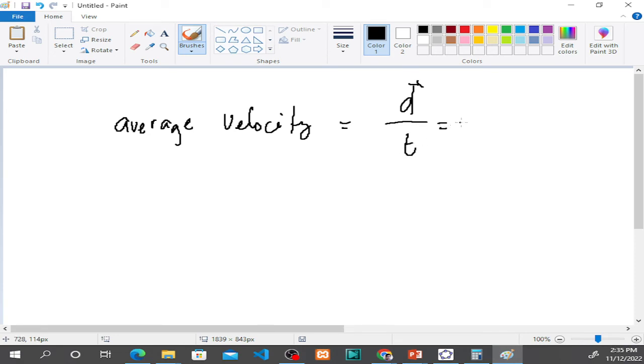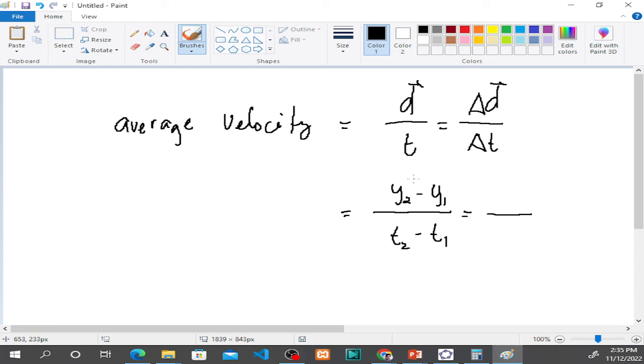Or delta D all over delta T. And when we say delta D, that has something to do with the initial and final position. So with respect to the graph, that has something to do with y sub 2 minus y sub 1, wherein y sub 2 is the final position, and y sub 1 is the initial position. Then t sub 2 is the final time, and t sub 1 is the initial time. Alright, so we compute for that.